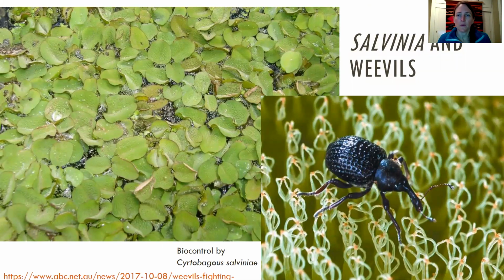A lot of organisms, like this weevil you can see here, can control the populations of their prey item. In this case, the prey is a plant, so this is an herbivore. And this little weevil is used as a biocontrol to control salvinia, which kind of chokes waterways in parts of the world.